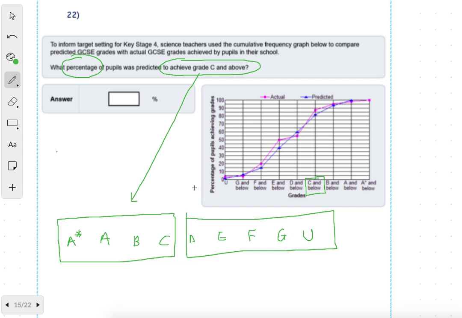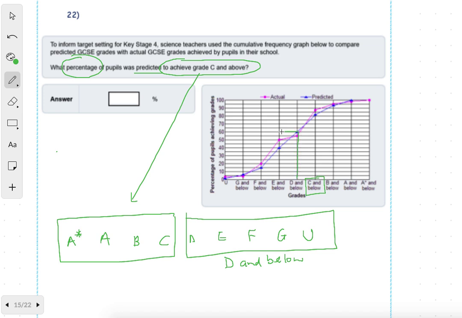Now you cannot look up on the graph how many people got C and above, but you can look up how many people got D and below. That's what this box over here is, D and below. So I go to the graph. We're looking at predicted, so that's the blue graph. So I go up from D and below onto the blue bit.